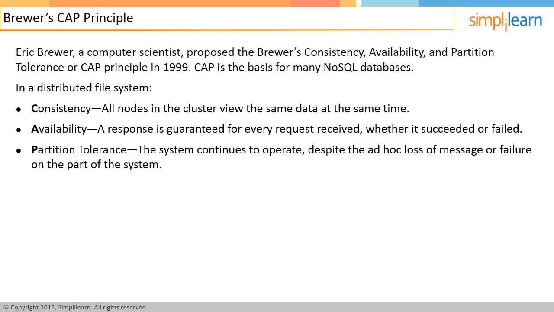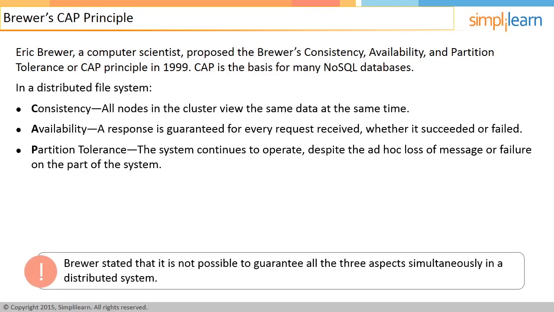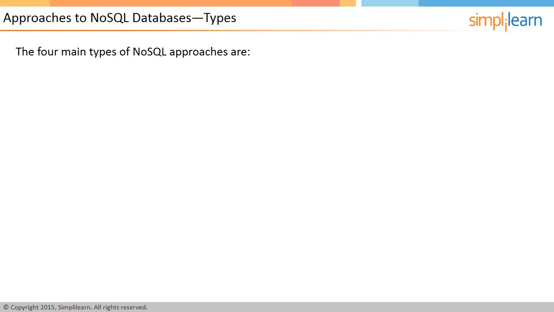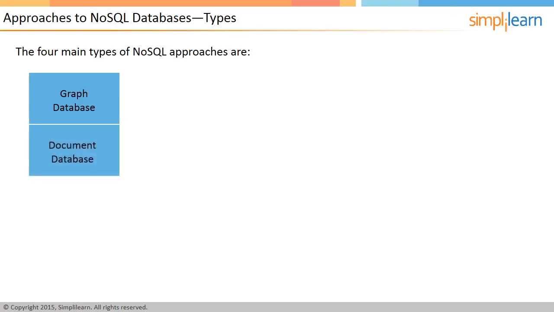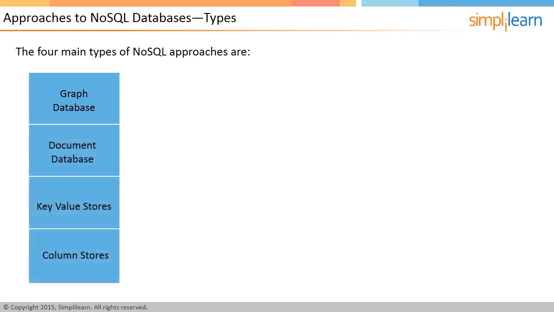Partition tolerance means the system continues to operate despite the ad hoc message loss or failure on part of the system. Further, Brewer stated that it is not possible to guarantee all 3 aspects simultaneously in a distributed system. Therefore, most NoSQL databases compromise on one of the 3 aspects to provide better performance. There are 4 main types of NoSQL approaches: graph database, document database, key-value stores, and column stores. Let us discuss each of these one by one.